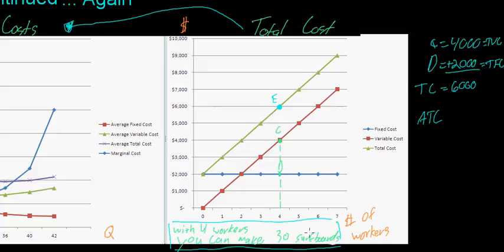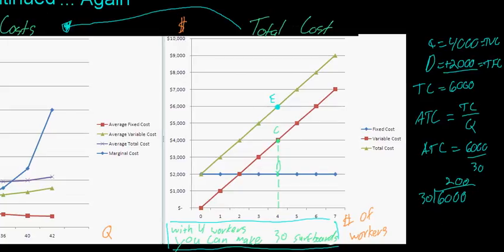So we know then that average total cost is just total cost divided by quantity. So average total cost then is going to be 6,000 divided by 30. And I actually don't know what this is ahead of time, so I'll just go ahead and do it out really quickly. We have 30 goes into 60 twice, so it will be $200 per unit.